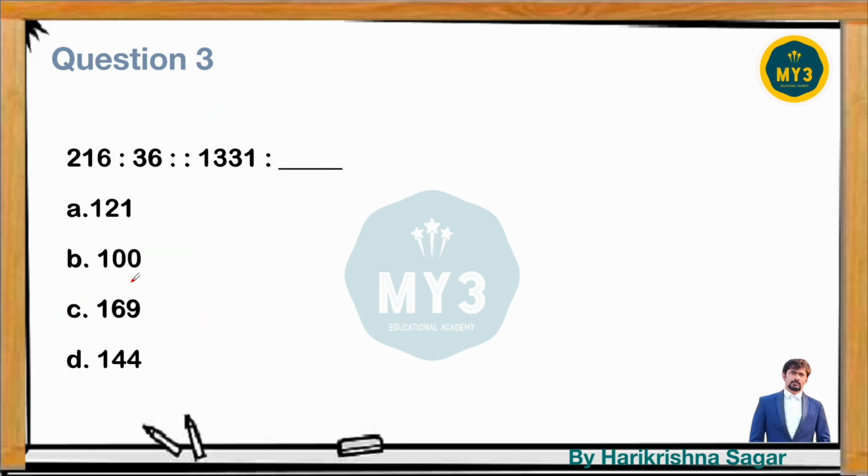Let's take another question. Question number 3. 216 is 36. 1331 is what? First observe the reference pair. The reference pair is 216 becomes 36.